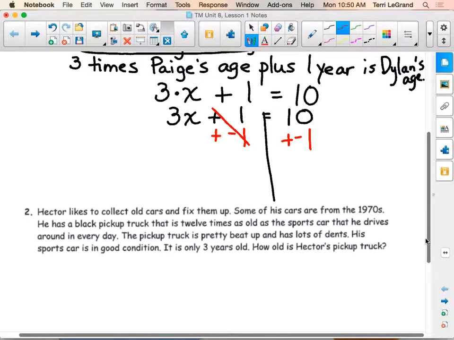And so now our equation reads what? 3x equals 10 plus a -1, 9. Okay, now we have 3 x tiles all by themselves and 9 unit tiles all by themselves on the other side of the equation. And we need to know Paige's age. Is Paige 3x? No, Paige is just one of those x's, isn't she? So what are we going to do next?